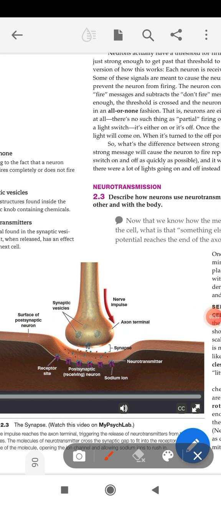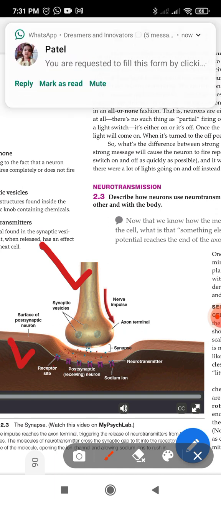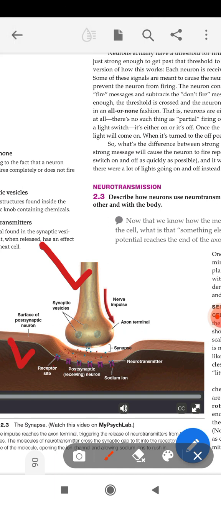This synaptic terminal will be known as the presynaptic neuron, and this receptor site will be known as the postsynaptic or receiving neuron, and sodium ions, as we have discussed earlier.